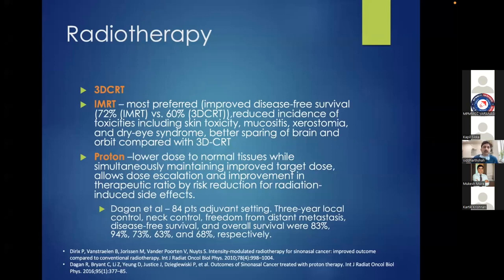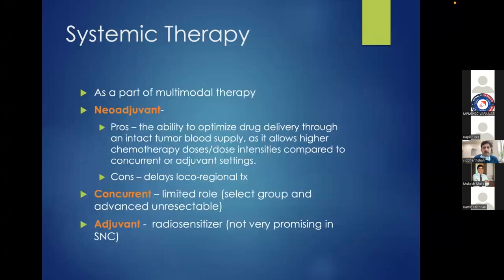Protons, they benefit because they can deliver a larger dose to a tumor site while sparing the normal structures, preventing complications. However, there are still limited options in terms of availability of centers. So by and large, IMRT as of now stays a major mode of radiotherapy.